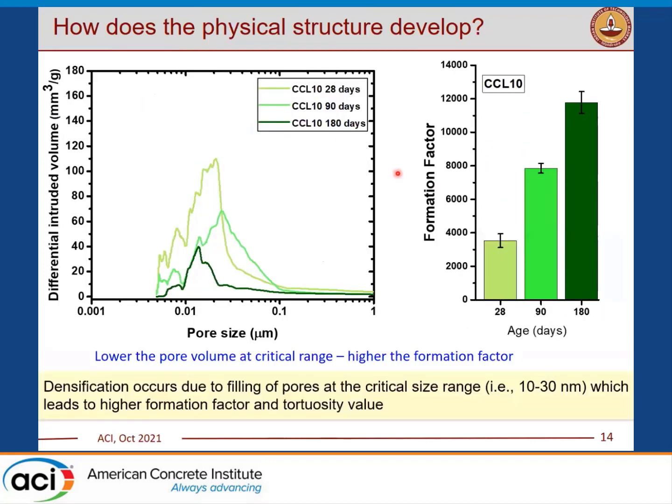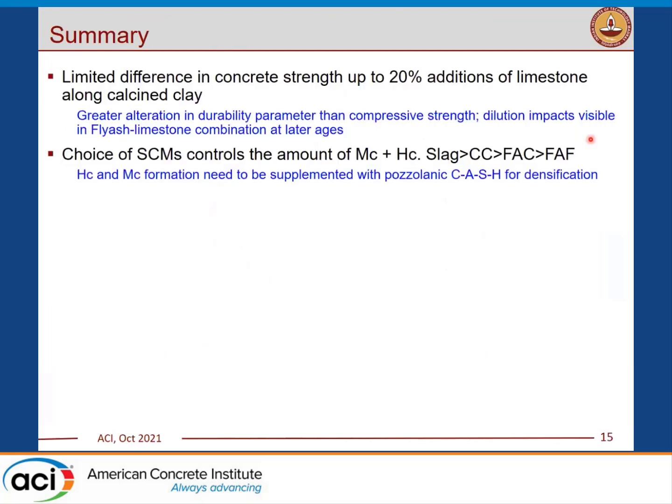And even with age, we see a limited change in the critical pore size, which is widely used from MIP as a parameter. But the difference is more clearly seen in the volume corresponding to the critical pore size, which continuously reduces from 28 to about 180 days. And this is quite clearly captured and reflected as increased formation factor with age in the same system.